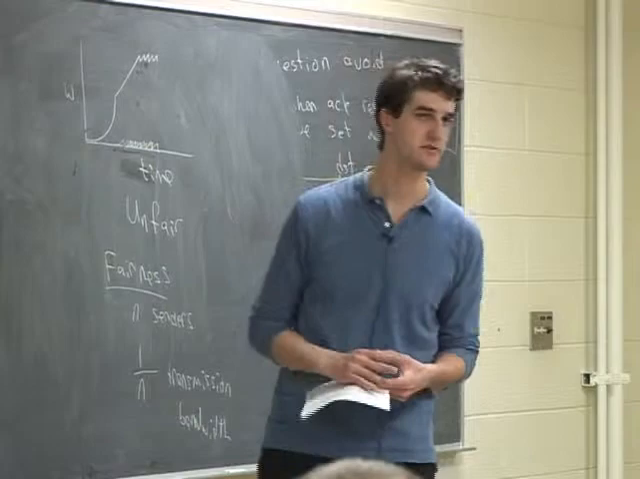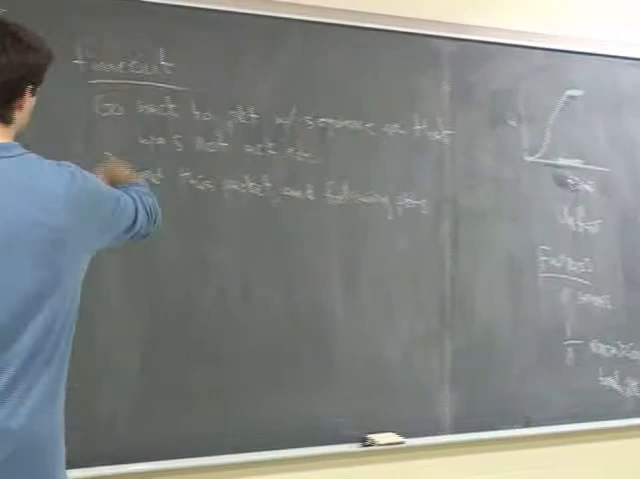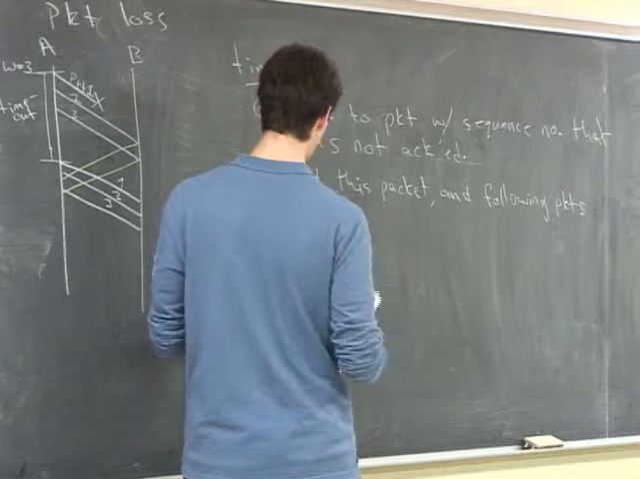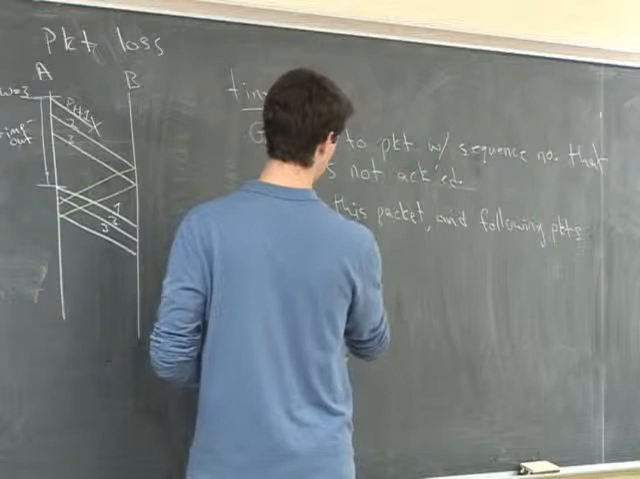All right, so we know now what to do as far as resending the packets, but we don't know what to do with our window size. So in this case, we set our window size back to 1, and we enter slow start mode.